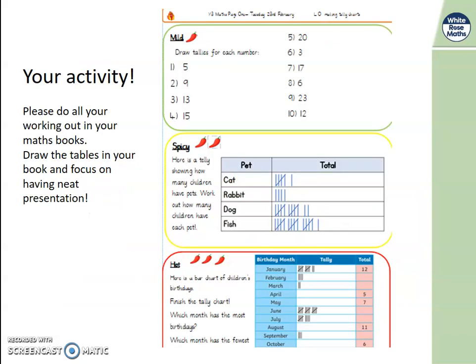Well done. So your activity now is to turn to the page in your learning pack with today's date on, with the learning objective to make tally charts. And what I want you to do is choose the level that you want to be at. So if you're green, you might start off on mild, and you might move on if you want a bit more of a challenge. And you need to answer these in your books, please. So if it's got a table, I would really like you to try your best and draw out this table and use those tallies in the correct spaces in your maths book.